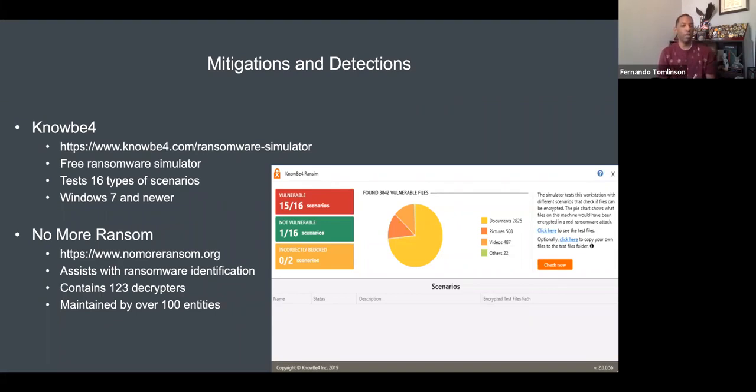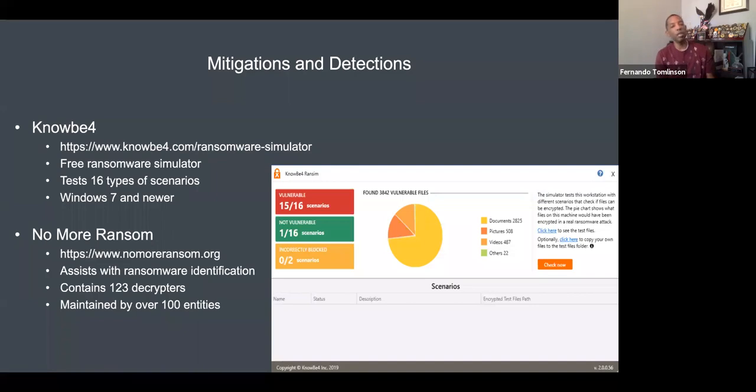Then there's No More Ransom. This helps with the identification of ransomware. Not all the time when we're hit with ransomware does the ransom note say, "Hey, we're John Bob or whatever, or we're this." Or even looking at the extension for the encrypted file, could we be able to tell? So No More Ransom helps with that identification. And in some cases, there are decryptors.